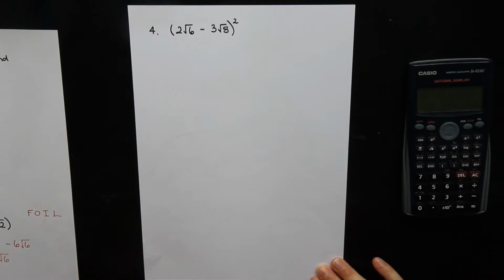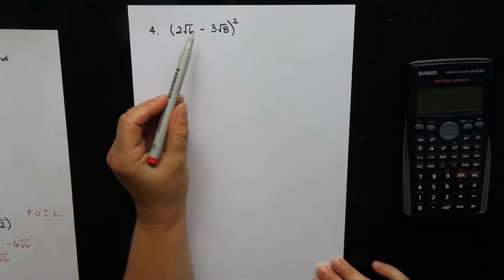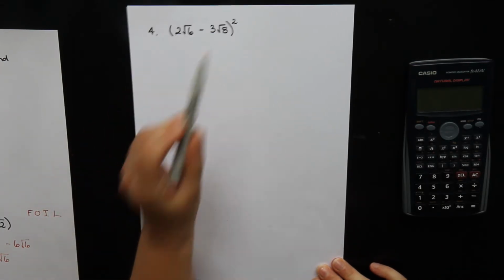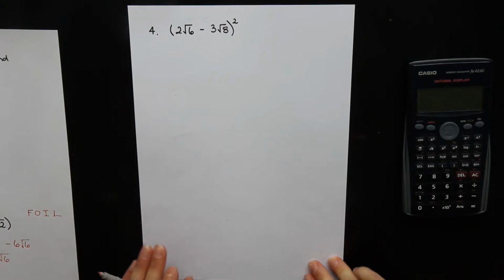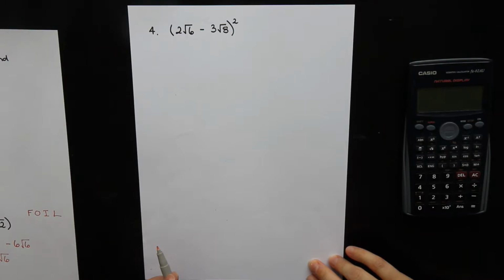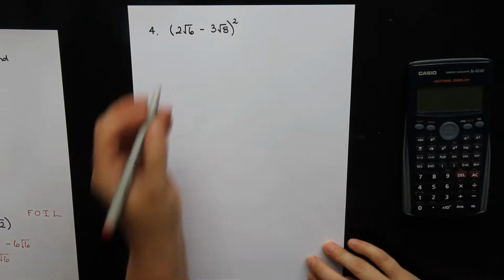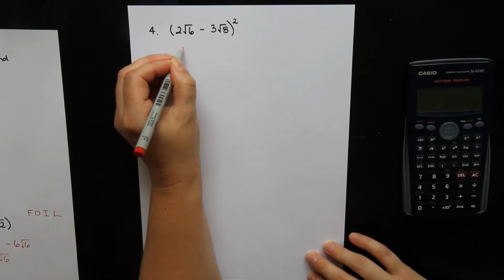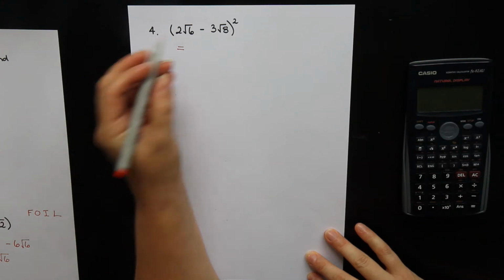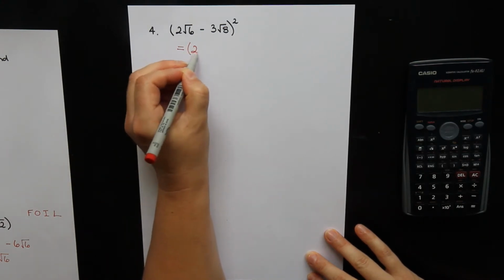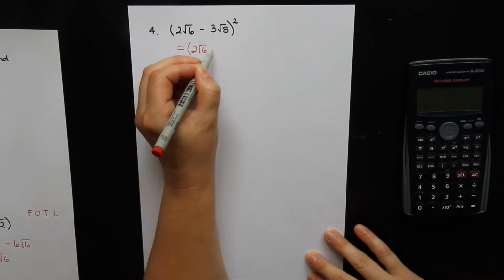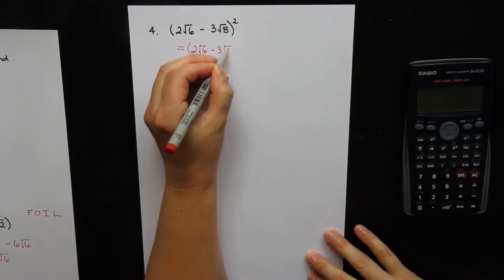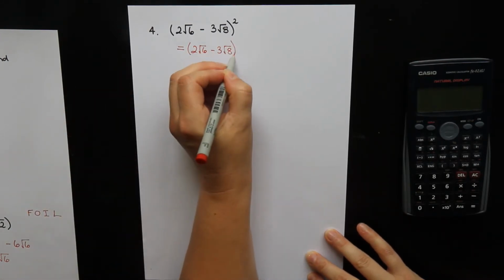Question 4. I have 2 root 6 minus 3 root 8, all in brackets, all squared. Now there's two ways you can expand this. There is a short method that you can do, but I'm going to do the longer method for people that may need a few extra steps to help them understand. So the longer way to do this is to simply change that to be 2 root 6 minus 3 root 8 in one bracket.